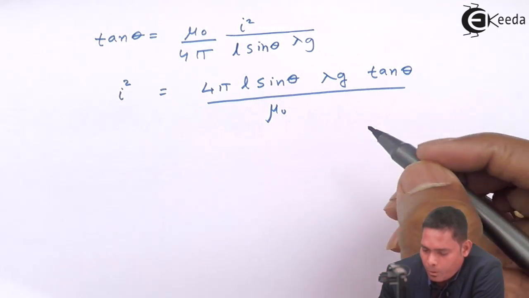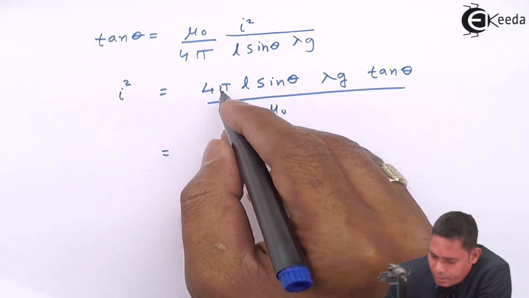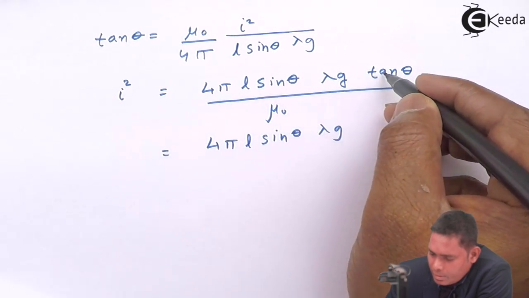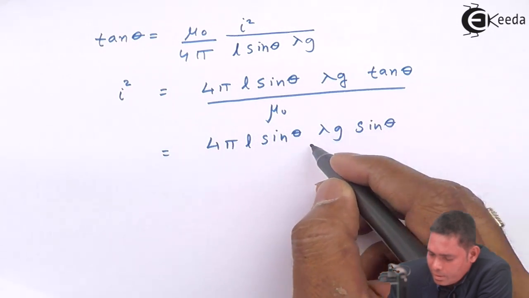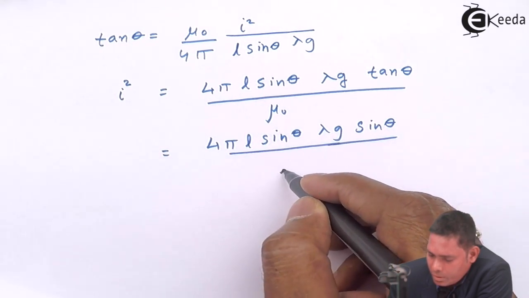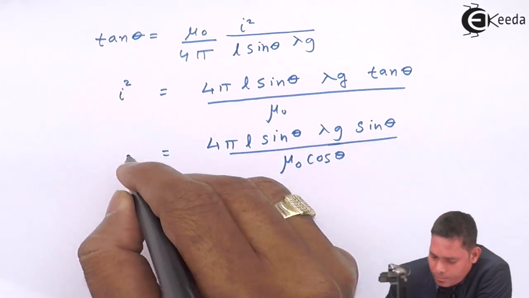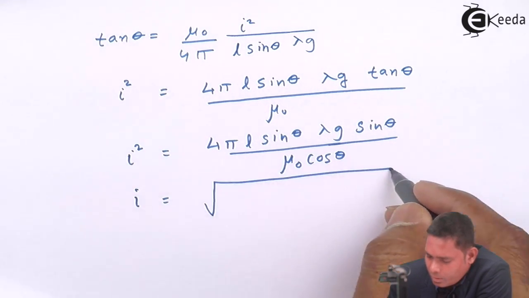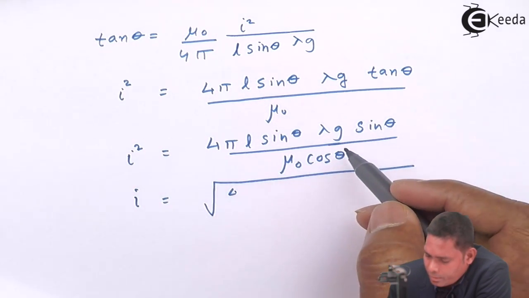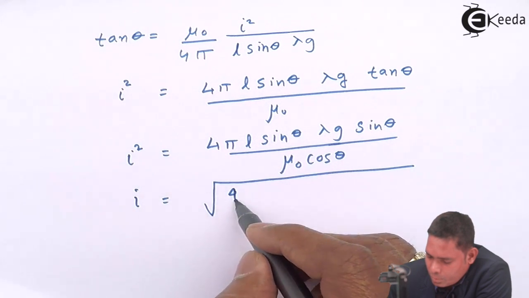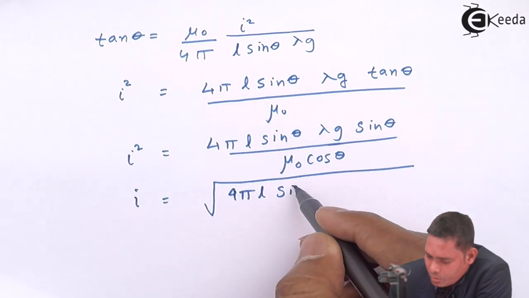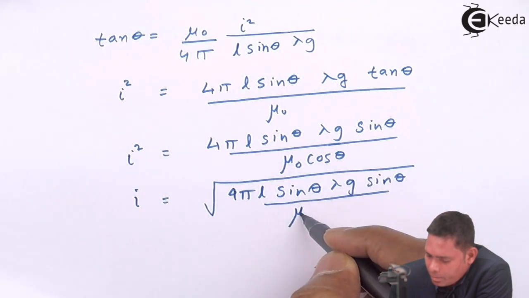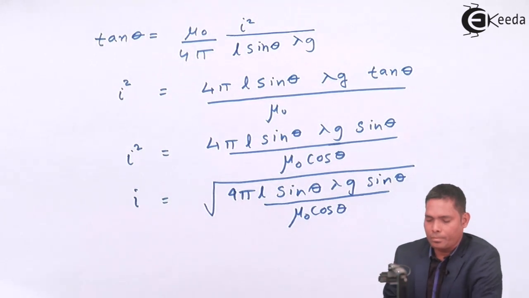Okay. Now if I solve this, this is 4 pi L sin theta lambda g. This tan theta I write as sin theta divided by cos theta. So mu naught cos theta. This is your I square. Then what is I? Under root of this. If I take the under root, nothing is going to cancel. So this is 4 pi L sin theta lambda g sin theta divided by mu naught cos theta.